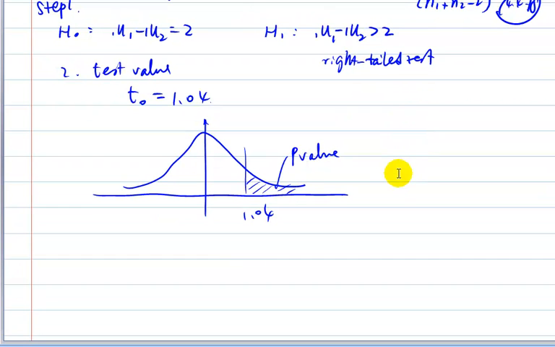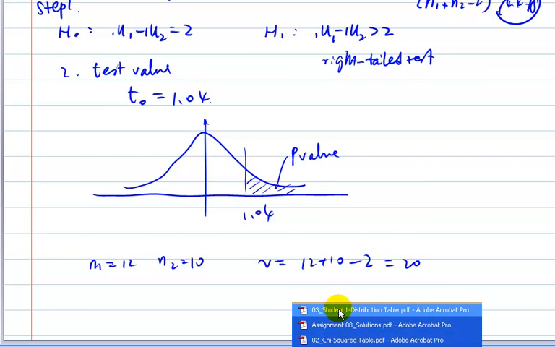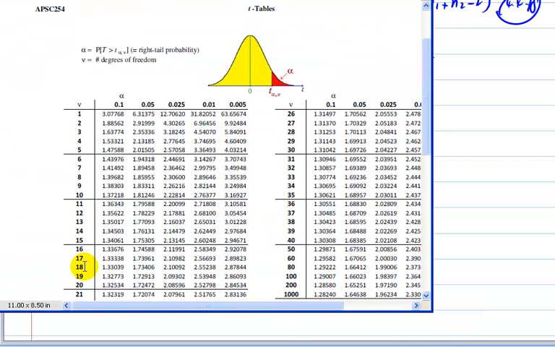Okay, let's move on to this one here. Because you have 12 samples, and n1 plus n2 equal to 10, your degrees of freedom is what? 12 plus 10 minus 2, 20. Okay, so go to that T table here, go to 20.